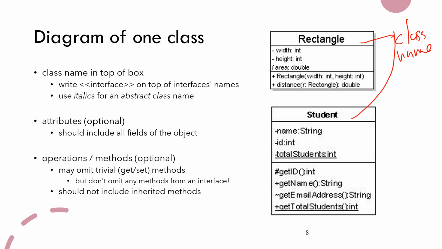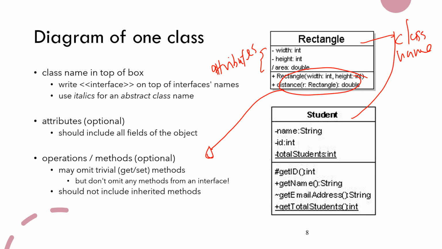Operations or methods, this one may be optional, but do not omit any methods from an interface. Should not include inherited methods. So again, the same like ER, we have the attributes, and extra, this is the method or operation.